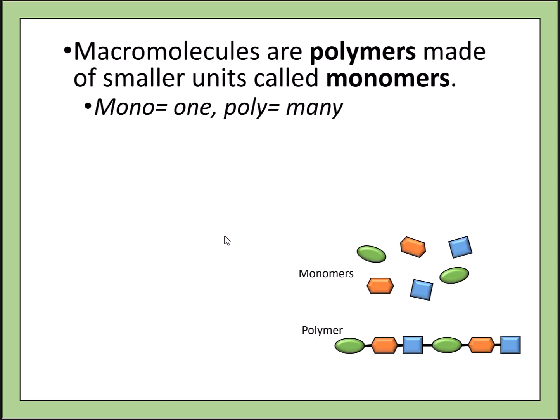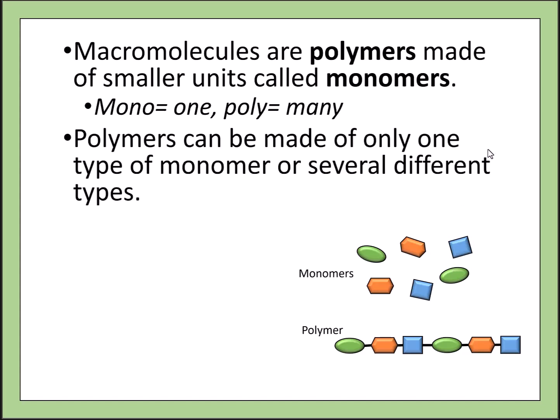Macromolecules are polymers made of smaller units called monomers. So mono means one, poly means many. So macromolecules are polymers. There's many pieces to it, made of smaller units called monomers. This is what an individual little section of the macromolecule is called, an individual base unit.